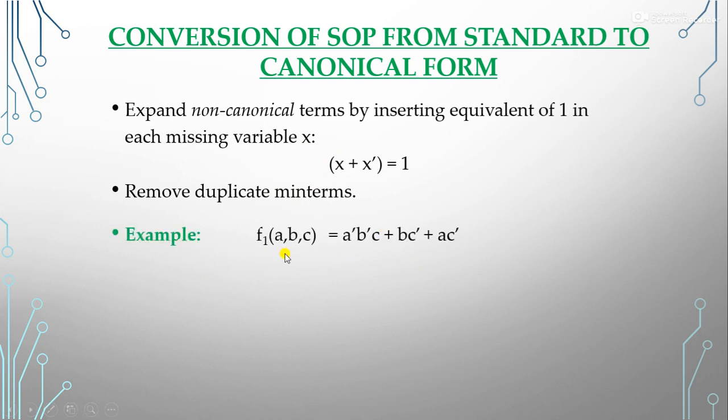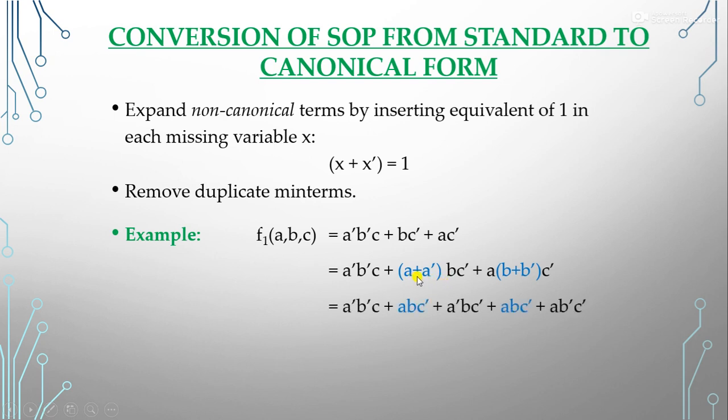So if we have this three variable function, now you see here we do not have a, and here we do not have b. To convert this standard form into the canonical form, we use a + a', because a + a' is equal to 1, and here we multiply by b + b', because b + b' is 1. After that, which rule do you use? You can use the distributive law.